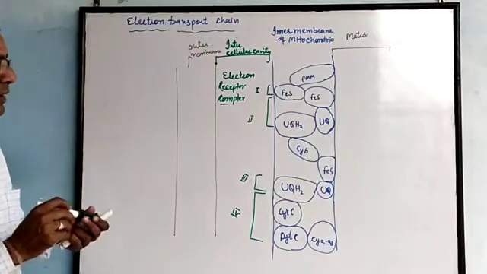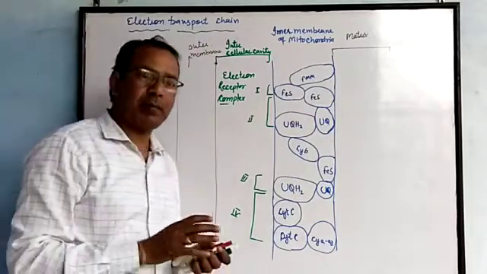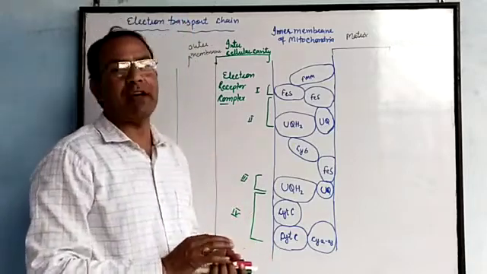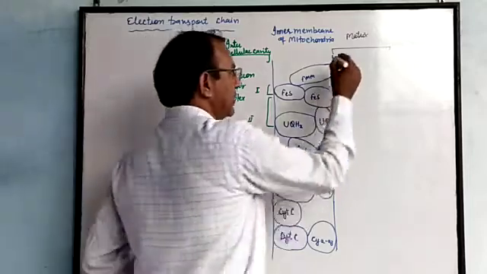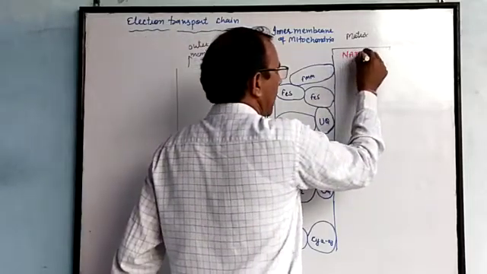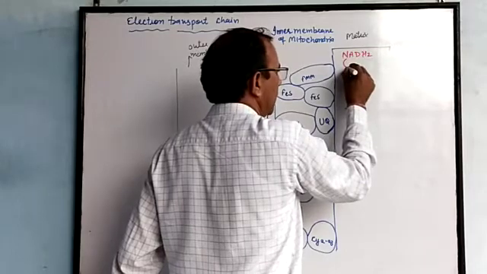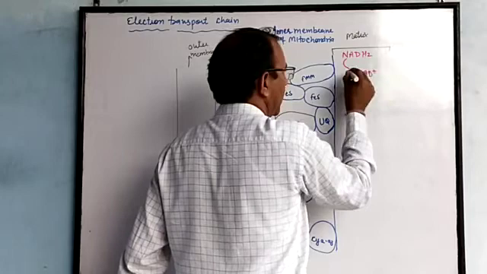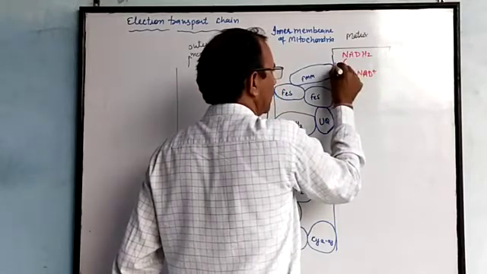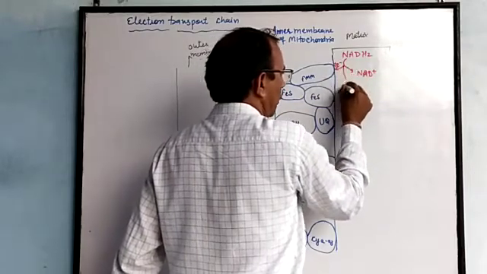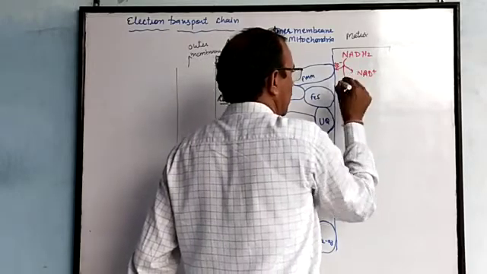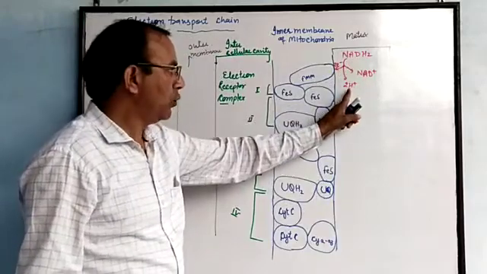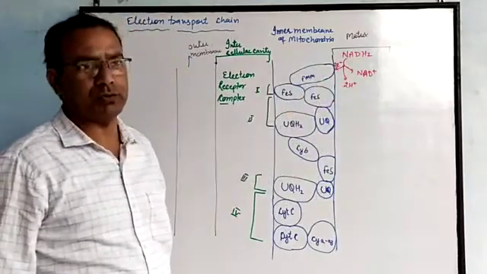How is the electron generated? We have discussed NAD reactions, NADH2 as well as FADH2. NADH2 when oxidized forms NAD plus 2 electrons and 2 protons. NADH2 is converted and forms NAD, 2 protons and 2 electrons.